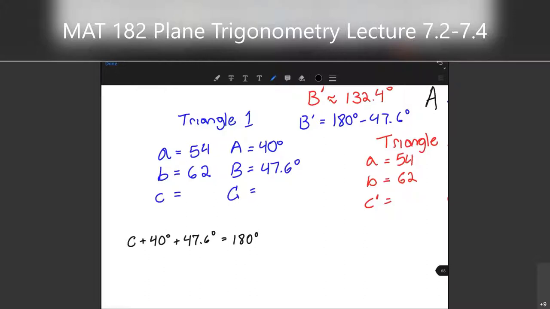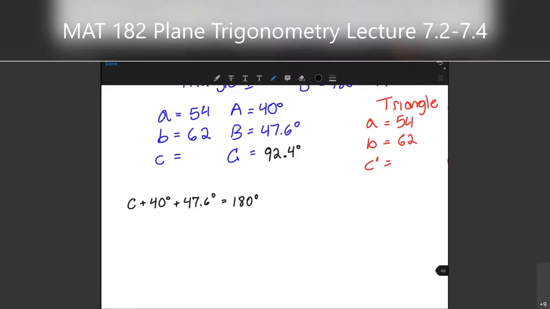So let's take a moment to solve for angle C here. If we add up those known angles and subtract from 180, what do we find for angle C? 92.4, Mr. Coglin. 92.4? Yes, sir. Awesome. So we've got 92.4 for our last angle, which is great. Now we can go out and use that law of sines to solve for our last side length.